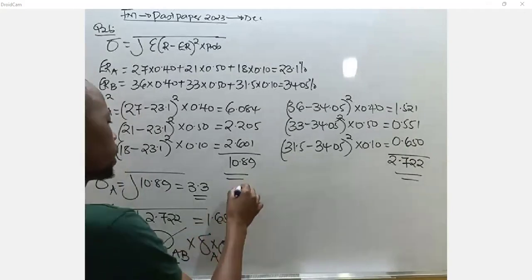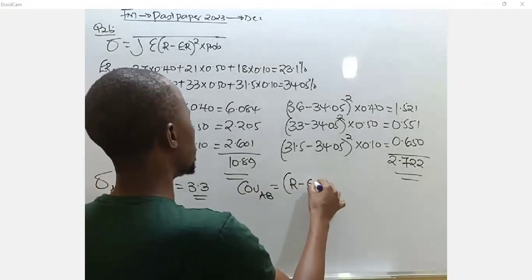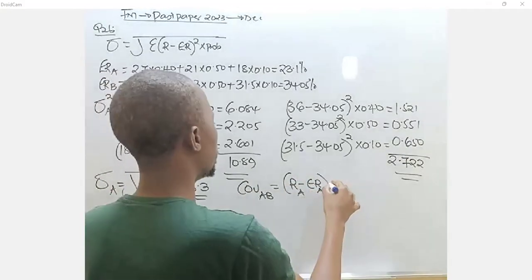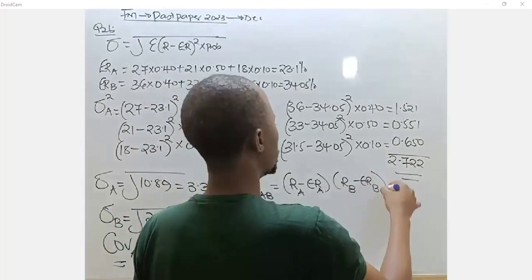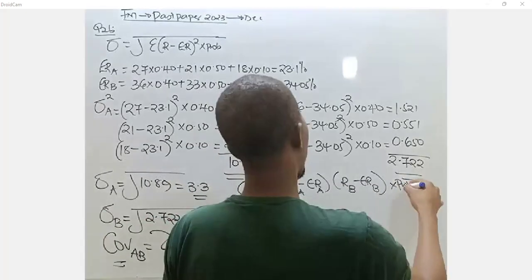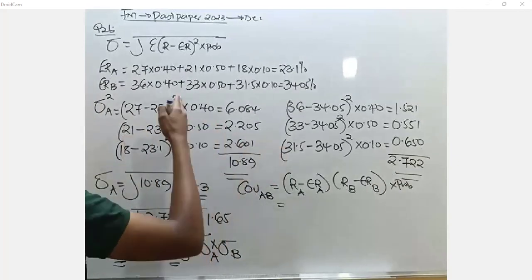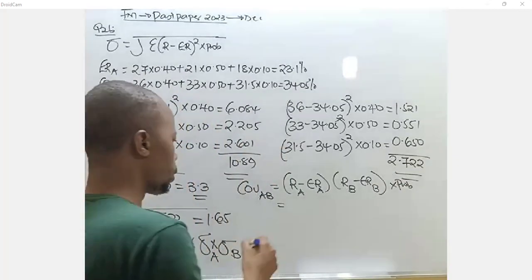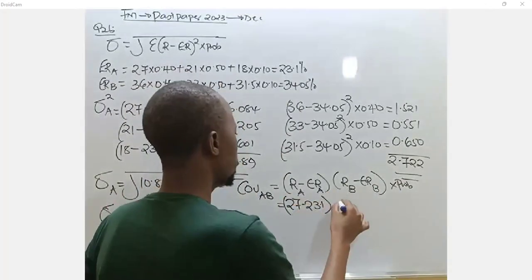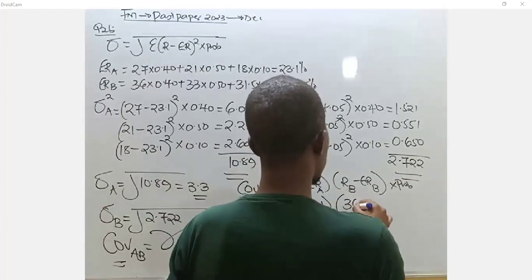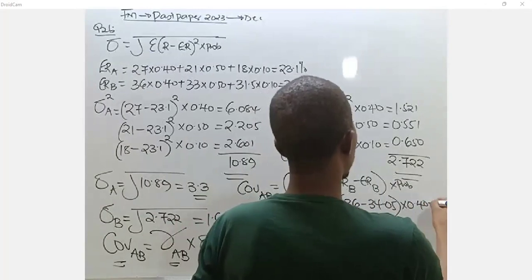We say that to get the covariance of two securities, you take the return minus the expected return of A, then the return of B minus the expected return of B, and then we multiply by our probability. So looking at the combination of the two, the first one would be 27 minus 23.1, then the return of B will be 36 minus 34.05, then you multiply by the probability of 0.40.